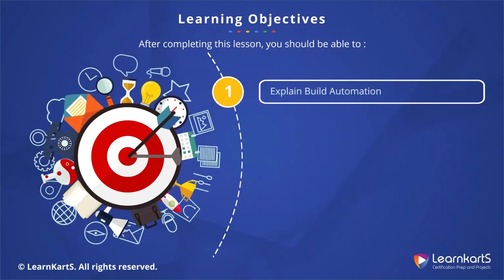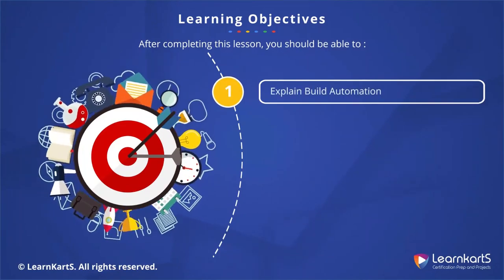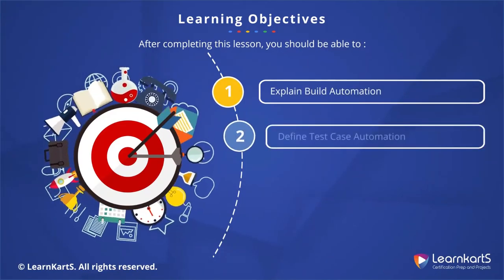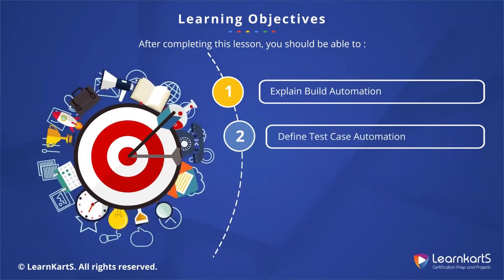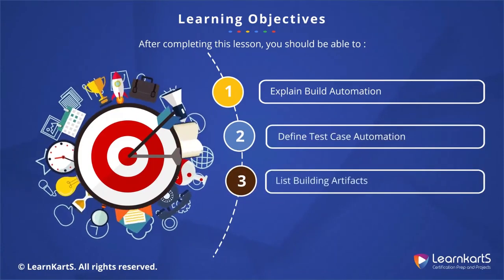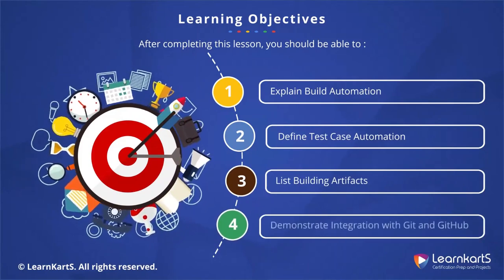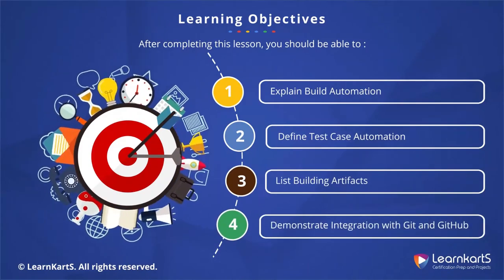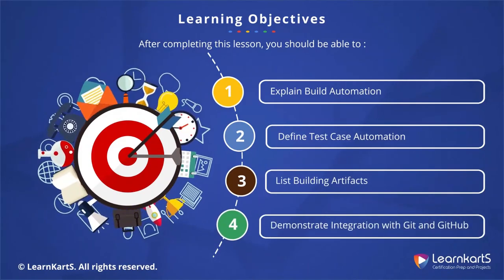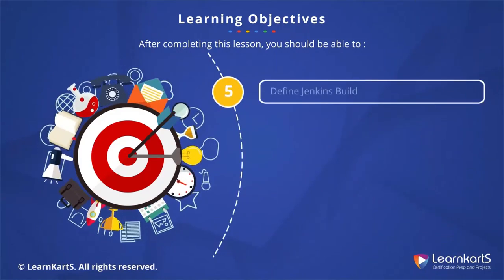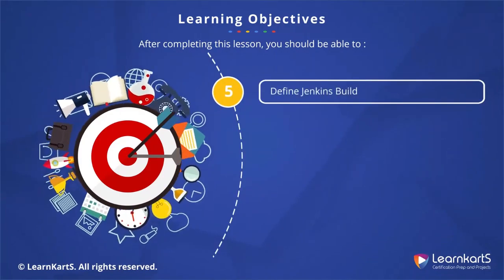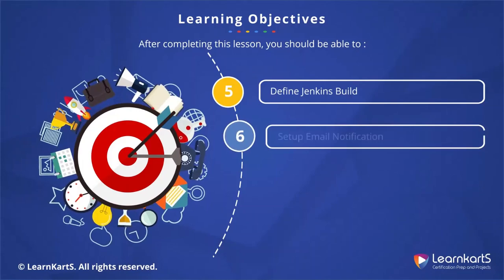Going to explain what exactly is build automation, how we can go for test case automation, listing out all the build artifacts, and demonstrating the integration with Git and GitHub. And also we're going to talk about Jenkins build, what exactly is Jenkins build automation, and how we are going to set up the email notifications.